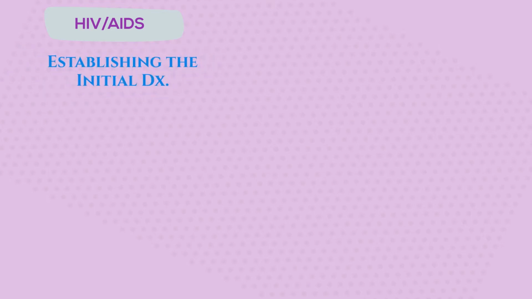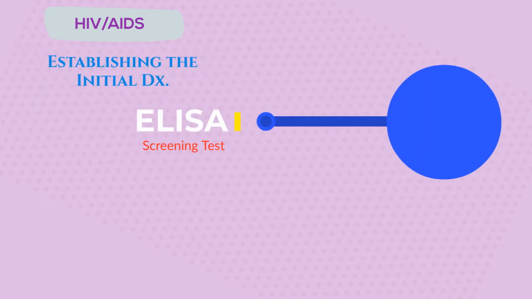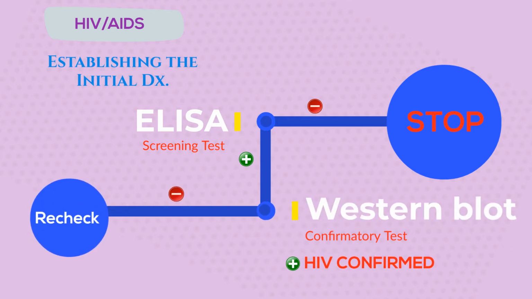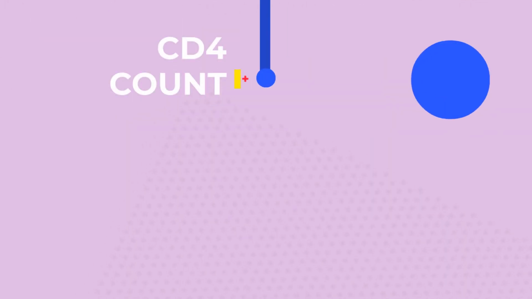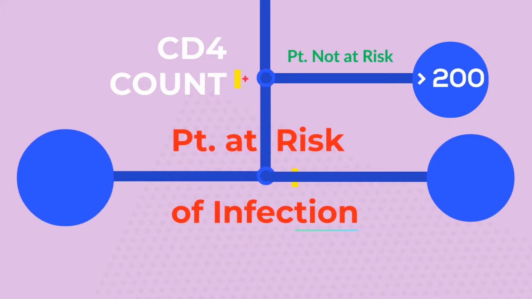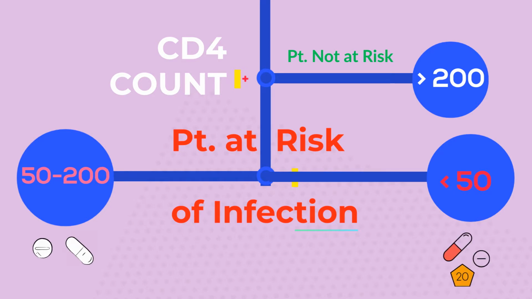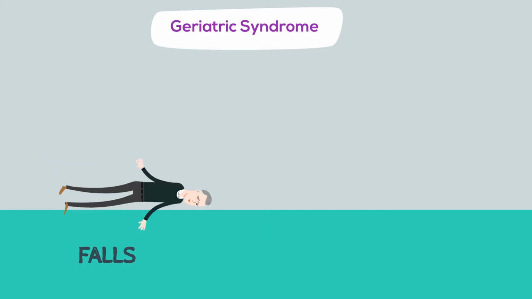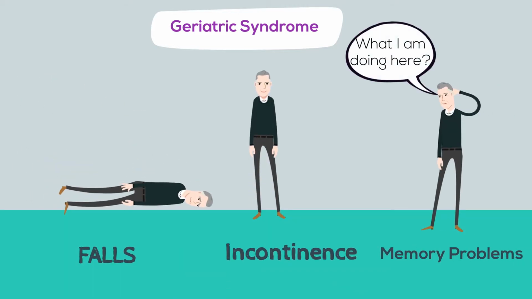HIV/AIDS, which will include establishing the initial diagnosis through screening ELISA and confirmatory testing Western blot, then knowing the different cell count cutoffs and what opportunistic infection the patient is at risk for, depending on their CD4 count, as well as knowing what prophylactic medication to administer depending on the CD4 count as well. The last workup on the list is geriatric syndrome, which includes falls, incontinence, and memory problems.